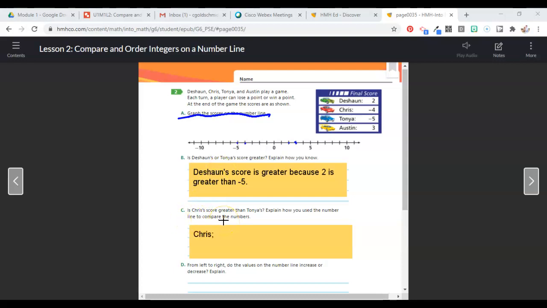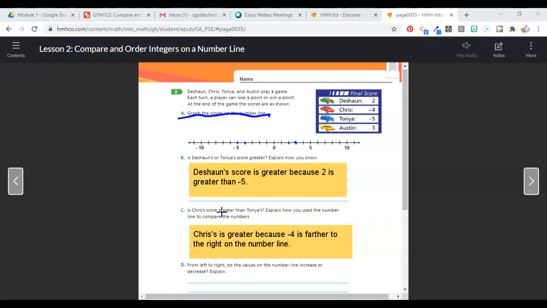Yes, Chris's score is greater because -4 is farther to the right on the number line. Numbers farther to the right are greater than numbers that are on the left on the number line.